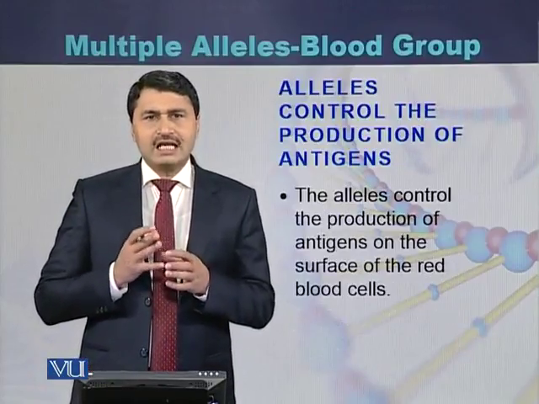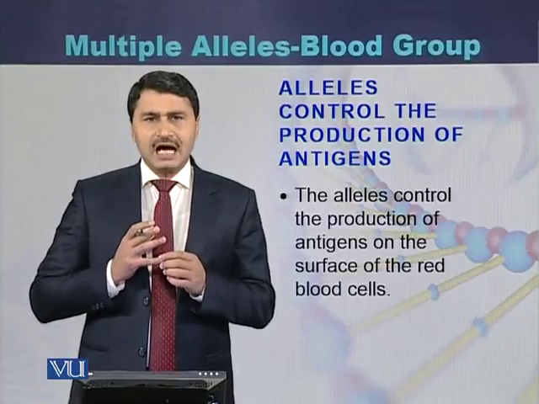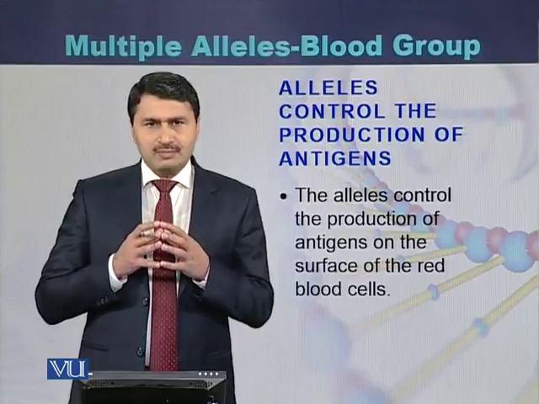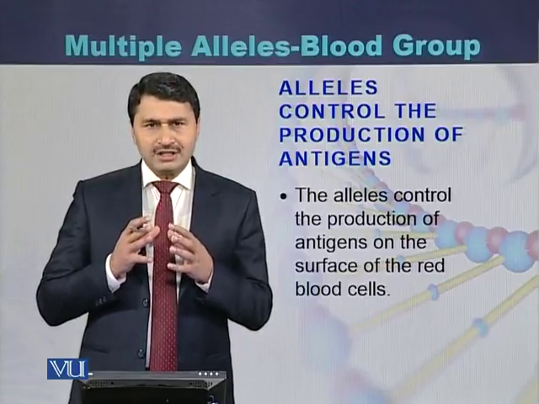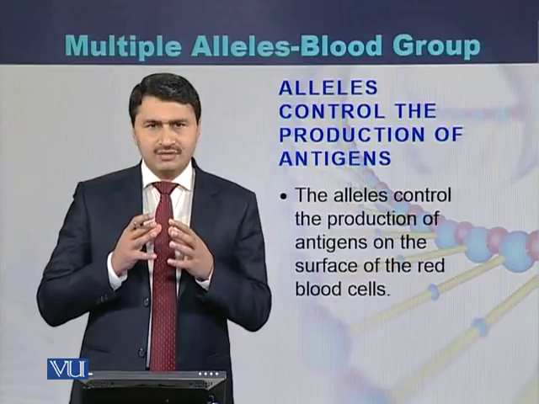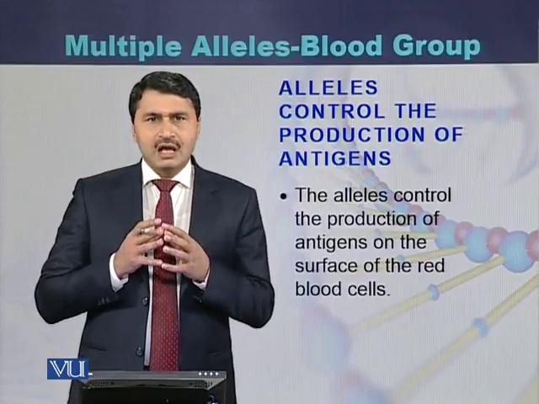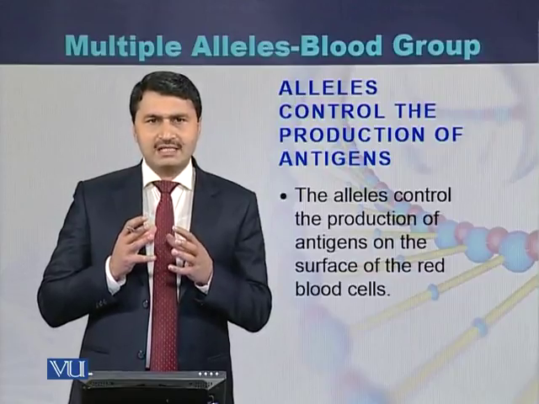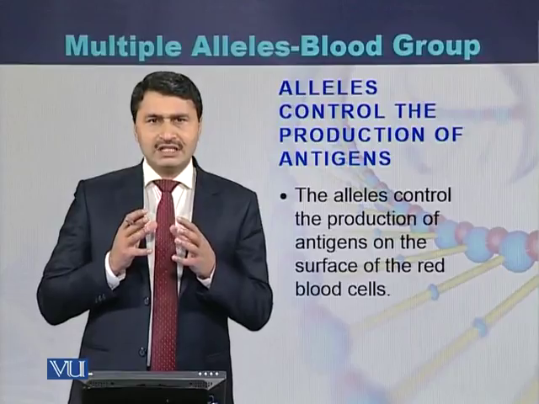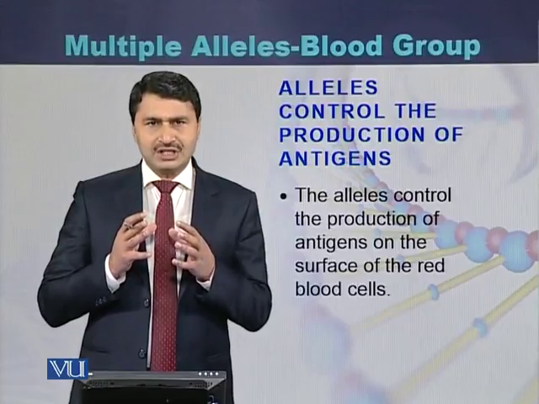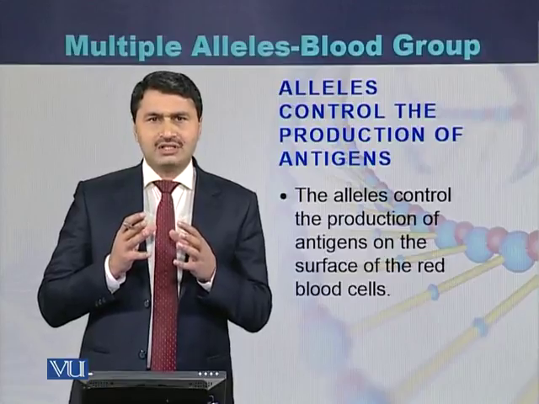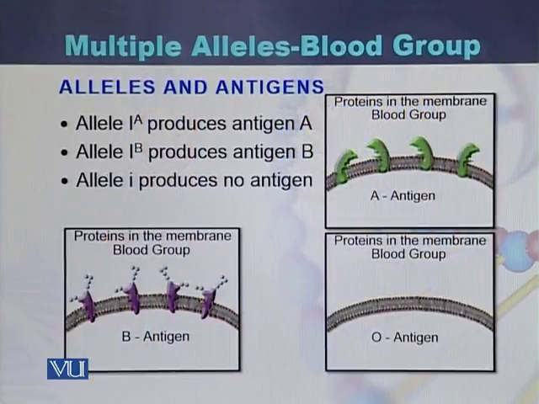These alleles, allele A, allele B, and allele I, are responsible for the production of the antigens which are present on the surface of the red blood cells. Our blood has 3 types of cells: red blood cells, white blood cells, and platelets. These alleles generate antigens, and those antigens are present on the surface of the red blood cells. So here we can see the alleles and the antigens.